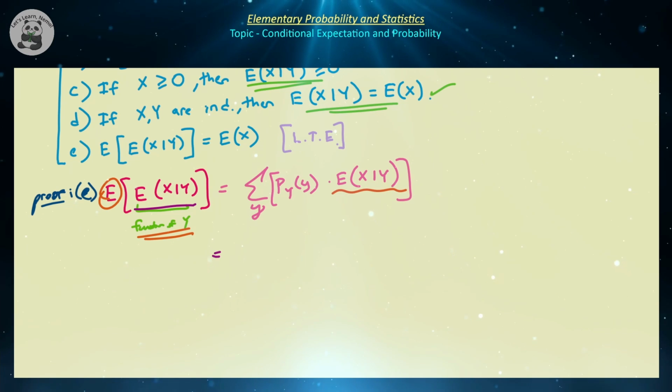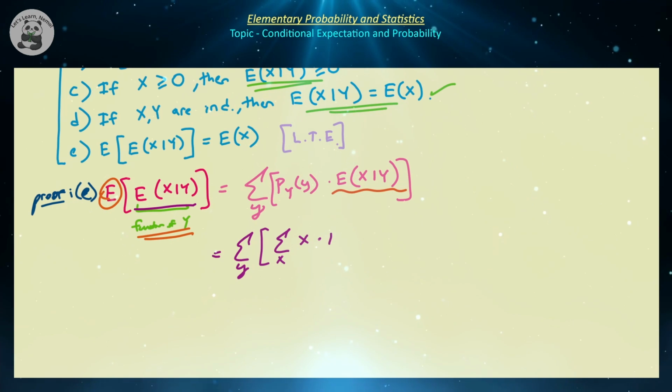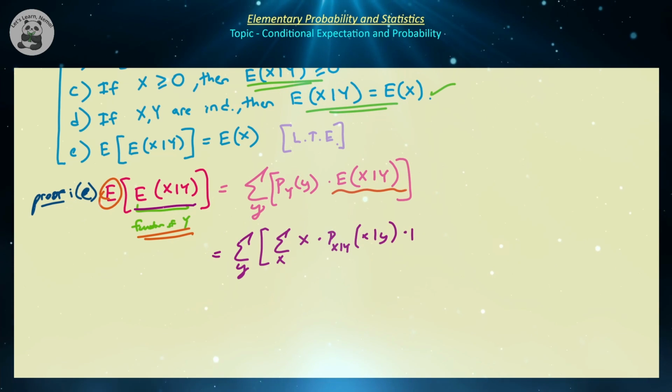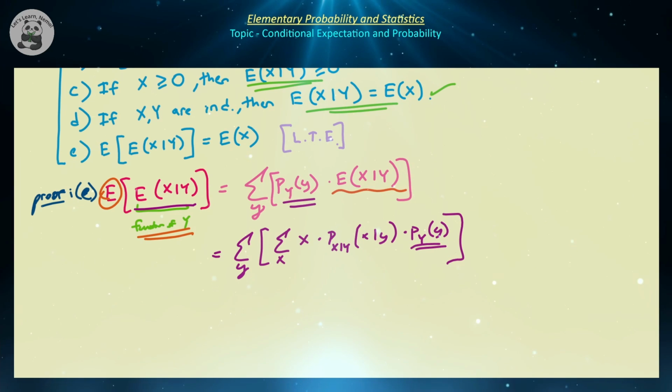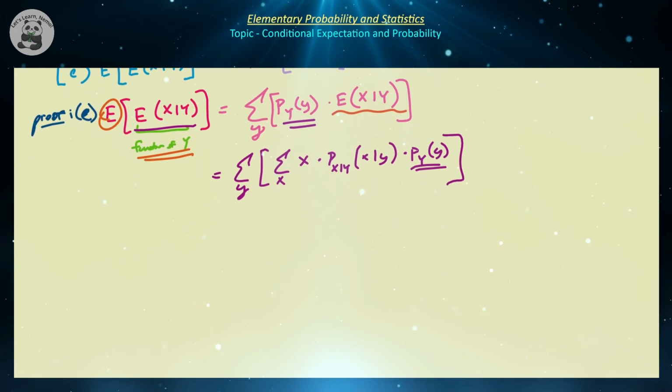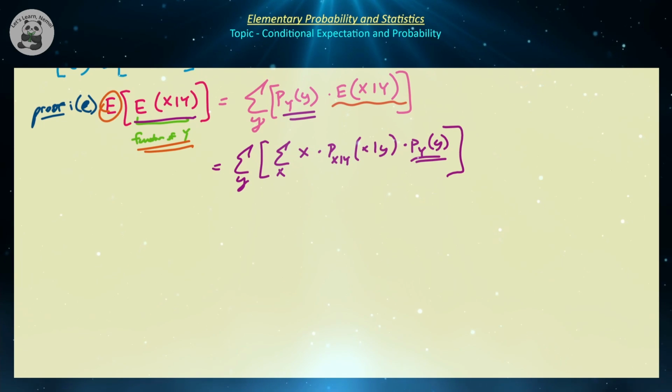So when I do that, I'm going to have the sum across all values of y, and then the sum across all values of x of x times p of x given y, given little y, and we still have that p of y term hanging out inside of our brackets. Now I want to slightly rearrange this. Since sums are commutative, I can interchange these sums quite nicely.